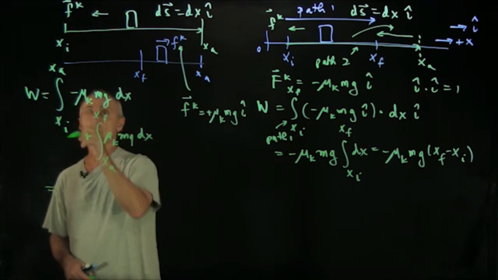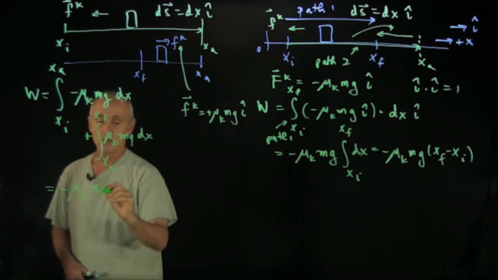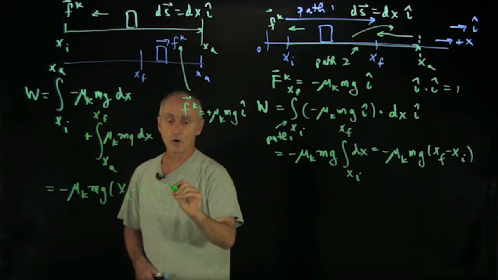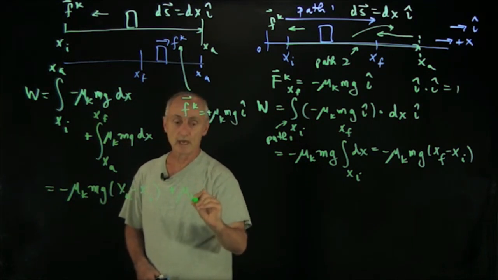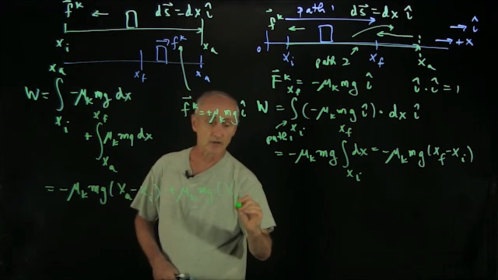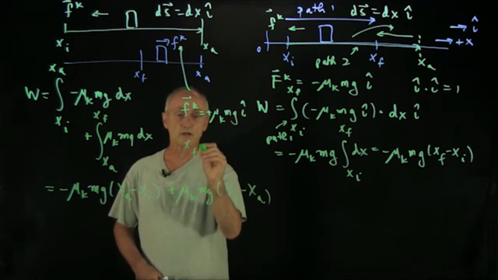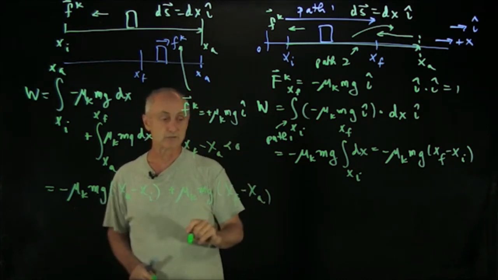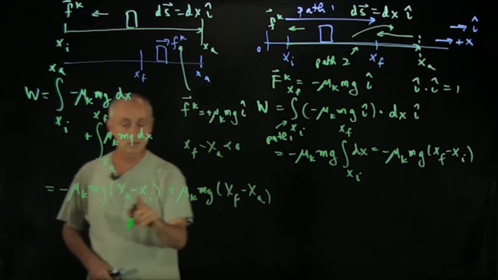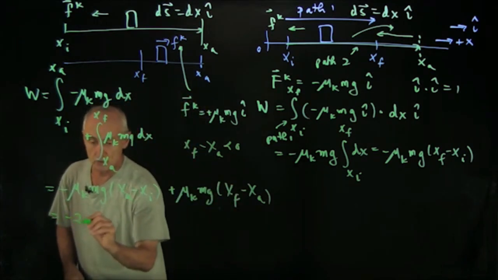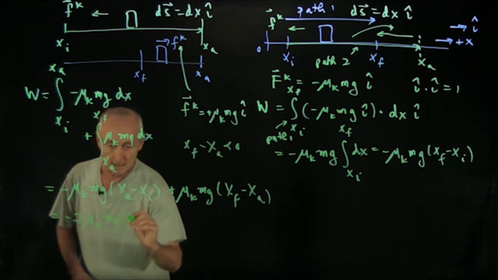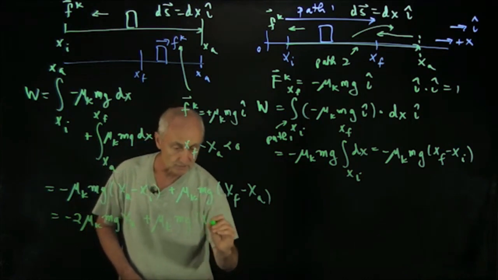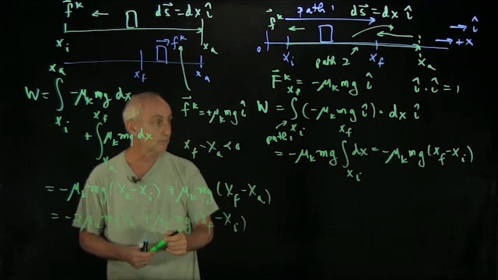Both of these integrals are straightforward integrals to do. This is minus mu k mg xa minus x initial. And over here, we have a plus mu k mg x final minus xa. Notice x final minus xa rather is negative. And so both of these integrals are negative as we expect. And so what we see here is that we have 2 pieces. So minus 2 mu k mg xa, and then we have that other piece, mu k mg x final minus x initial.